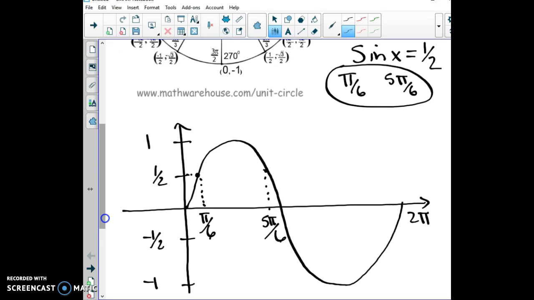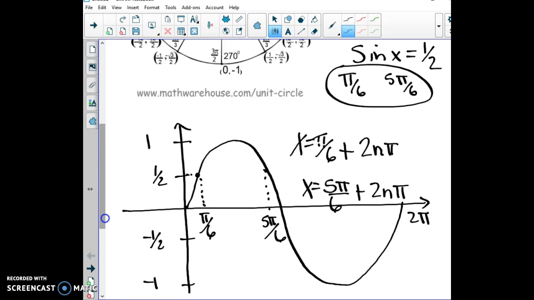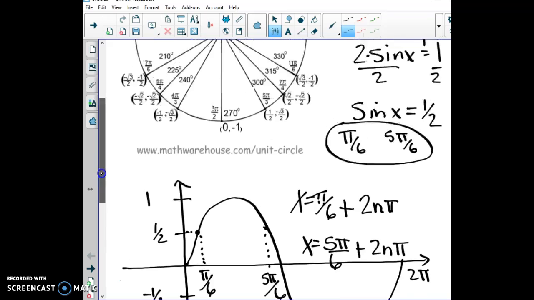However, we're going to find it again and again as sine keeps completing, so we can say that x is equal to pi over 6 plus 2 pi and every cycle of that, so 2n pi. We can also say x equals 5 pi over 6 plus 2 pi, or 2n pi's, every rotation or cycle through 2 pi. So we can think about this in terms of our unit circle.